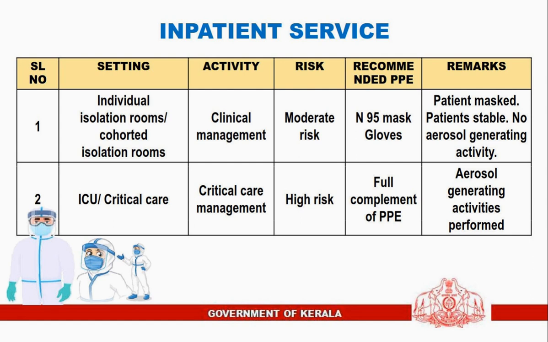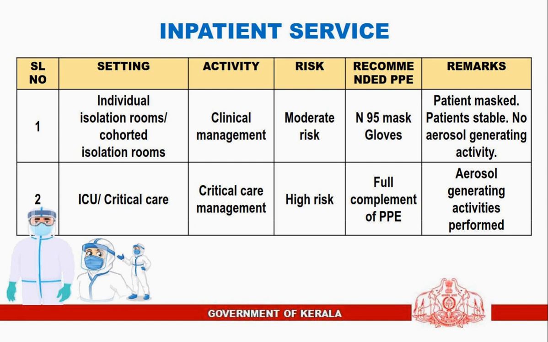In the individual isolation room or in the cohort isolation room, the risk of exposure is moderate and the patient must use a face mask. The staff should use N95 mask and gloves. The staff deputed in this area must ensure that aerosol-generating procedures are not performed in these areas.